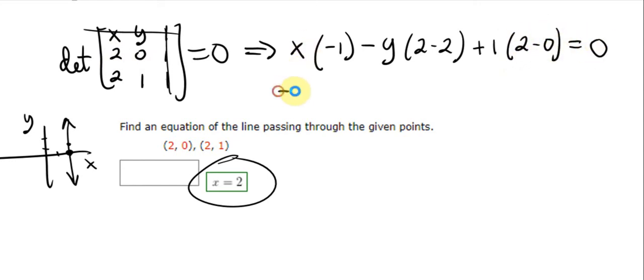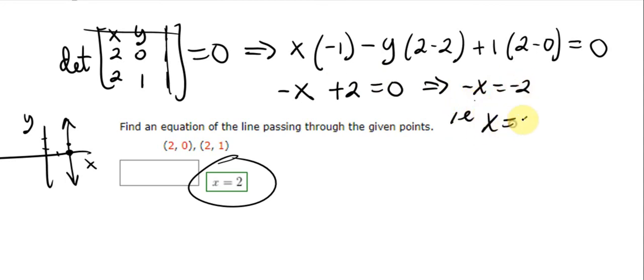So here we get negative x. The y goes out, right? And this is plus 2 is equal to 0. So that implies that negative x is equal to negative 2. That is, x is equal to 2. But again, who needs to go all the way around the world when we can look at those points and just do simple critical thinking and you can get it.